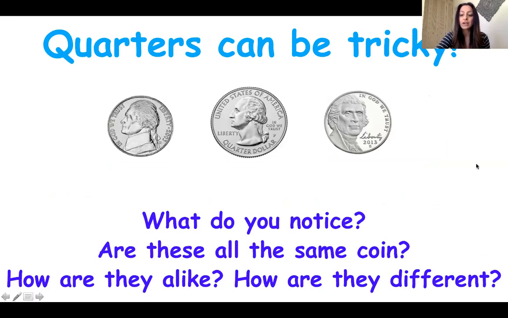Pause the video and go ahead and examine these coins. Notice if they're the same or different and how they're the same and how they're different. Play the video when you're ready. Pause and go.